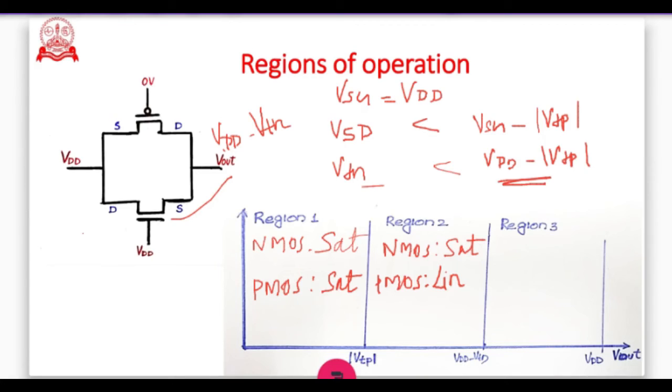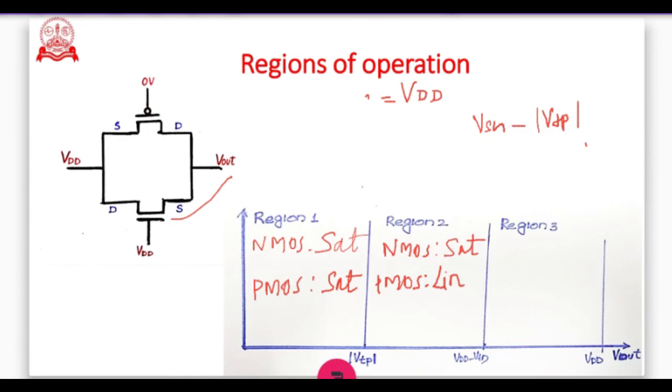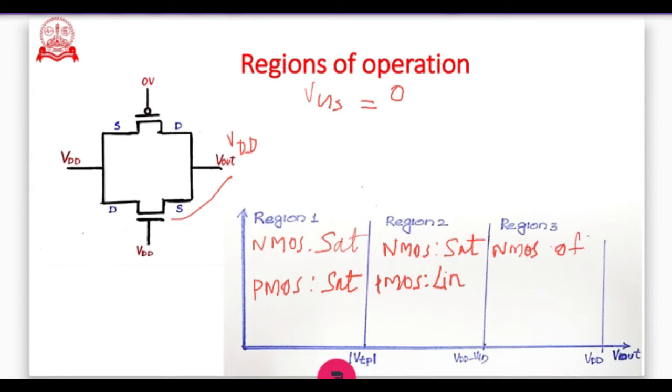Now let us take the third region. The third region is between VDD minus VTN and VDD. So we will take the extreme condition, that is, we take Vout as VDD. First we analyze NMOS. What is VGS here? VGS is equal to VDD minus VDD, that is 0. So NMOS is cut off, that is, NMOS is off.